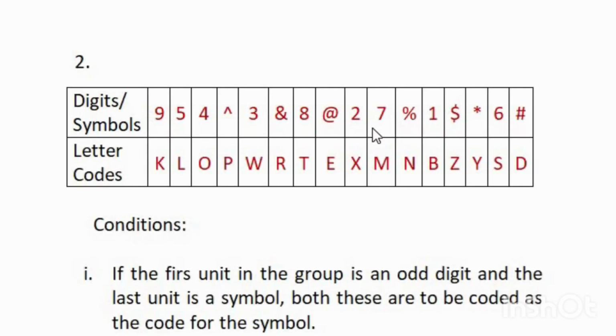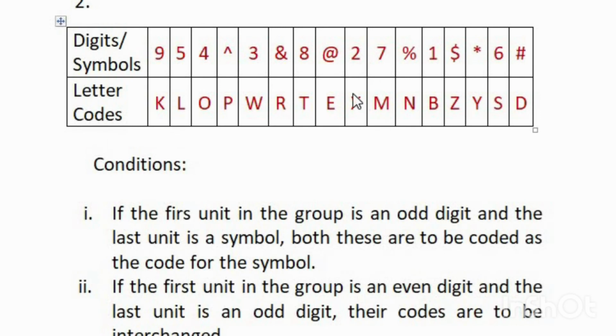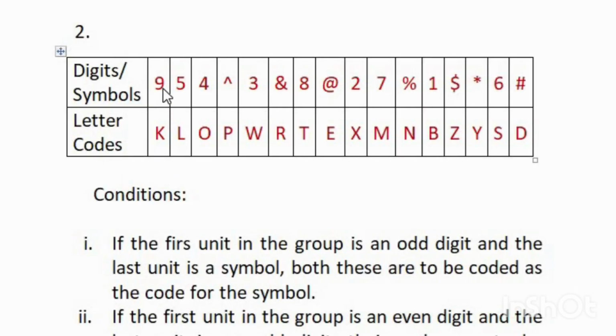Now the next one is a symbol at the rate. The letter code corresponding to at the rate is E. So write E here. Next is a number 2. The letter code corresponding to 2 is X. So write X here. And the next unit is a number 9. The letter code corresponding to 9 is K. So write K here. So the answer is ZEXKZ.